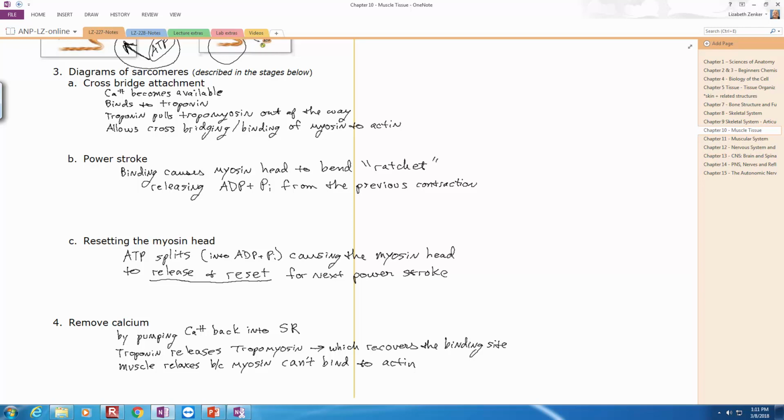Once you get calcium out of the sarcoplasm back into the sarcoplasmic reticulum, which remember, is like the endoplasmic reticulum, it's inside your cell, then troponin doesn't have calcium attached to it anymore, so it releases tropomyosin, which then, like a string, covers back the binding site on actin. If the binding site's covered up, myosin heads can't touch actin anymore. So there's no interaction going on between them when that happens. So muscle relaxes because myosin can't bind to the actin anymore.